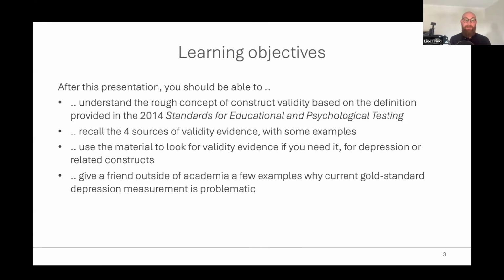I would like you to be able to use material to look for validity evidence if you need it for depression, but also other constructs. So I want to make very clear from the beginning that if you are not a depression expert or researcher, but you work on anxiety disorders or, I don't know, personality traits or maybe even intelligence, I hope this talk will also be for you today. And in the optimal case, you're able to give a friend outside of academia a couple of examples why current gold standard depression measurement is pretty problematic today.